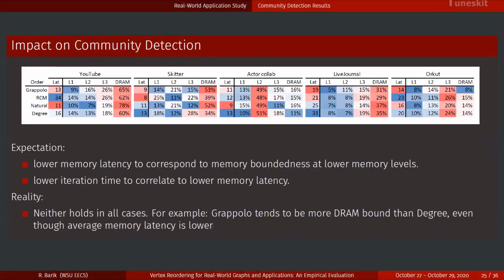Now we take a look at the memory hierarchy boundedness. Our expectation here is that lower memory latency should correspond to boundedness at lower cache levels, and lower iteration time should correlate to lower memory latency, but that's not the case. Grappolo ordering makes the application more DRAM bound, whereas we were expecting it to be more L1 or L2 bound.